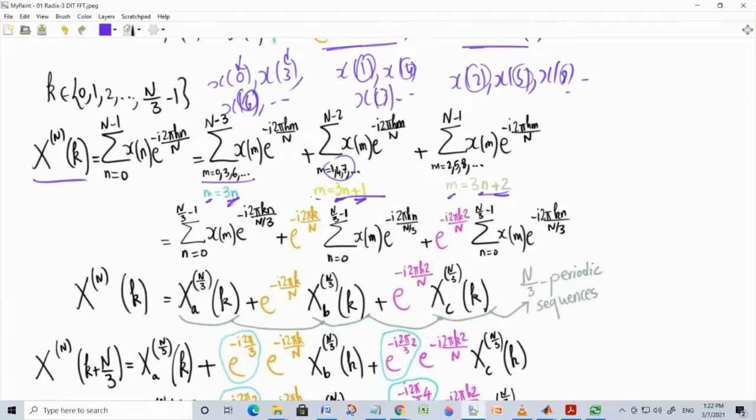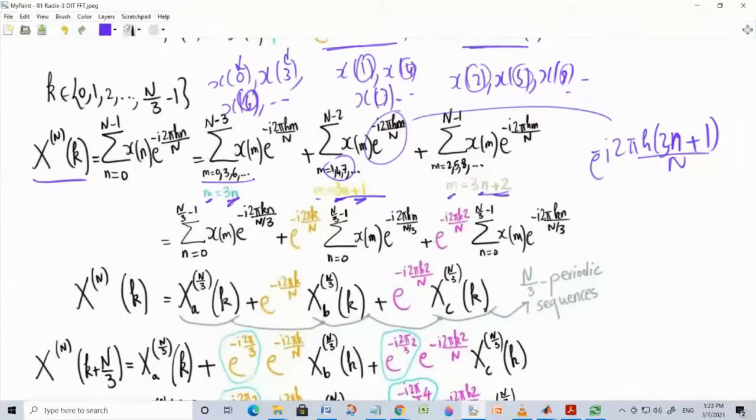Then from the second and third terms, we will get extra factors, right? Because you will take this term and insert 3n plus 1 over N, and so you will get an extra factor, which is e to the i 2 pi k over big N. And here you will get this extra factor. And then you do the same trick like we did last time. You have this 3 inside the summation, and you take it and put it downstairs. And then in each summation, the index will go from 0 to N over 3 minus 1.